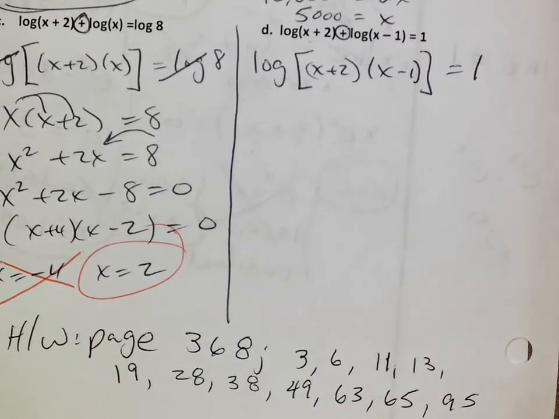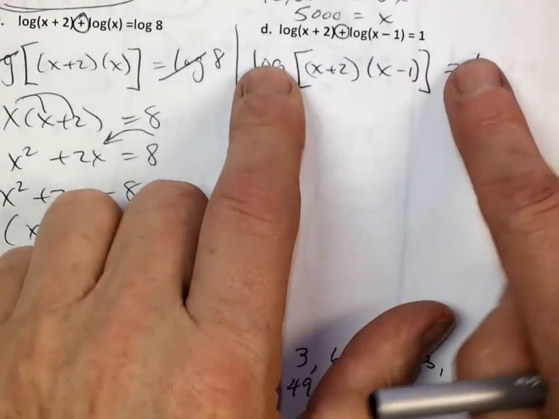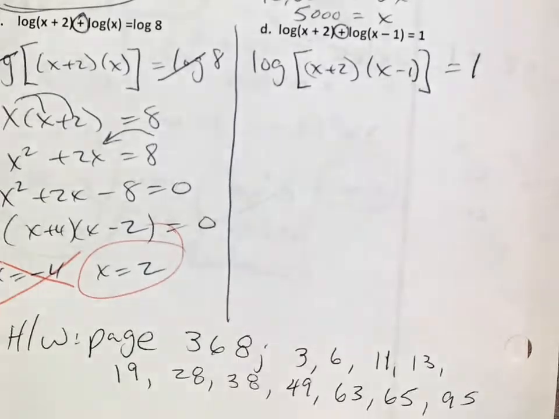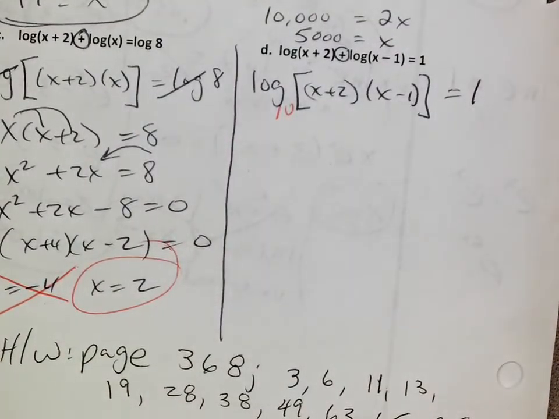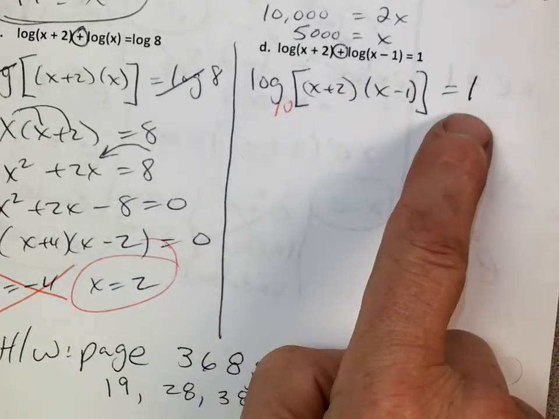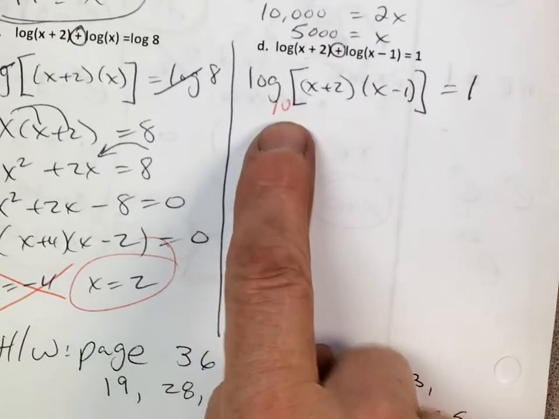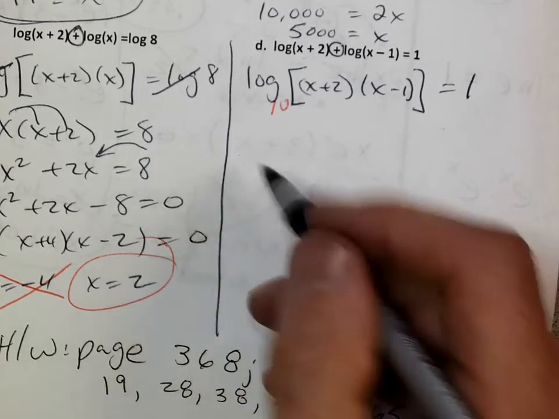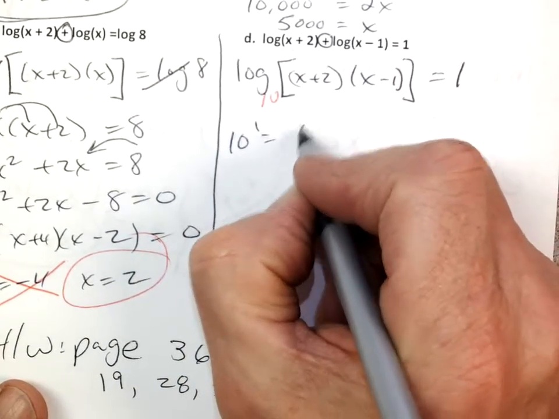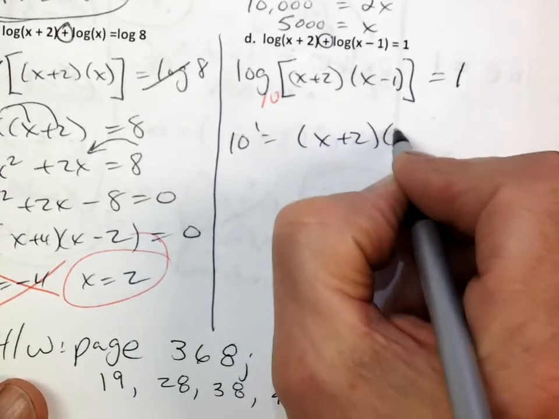Now, I can't get rid of the log. I can't go log, cancel. I can't cancel logs. But what I can do is change this to exponential form. Okay, I'm going to go 10 to the 1 equals what's inside. So I'm going to go, all right, 10 to the 1 power equals x plus 2 times x minus 1, okay?